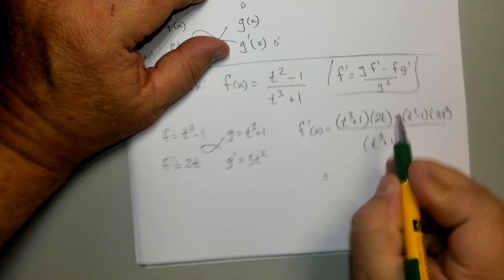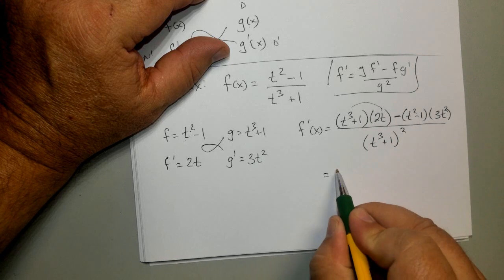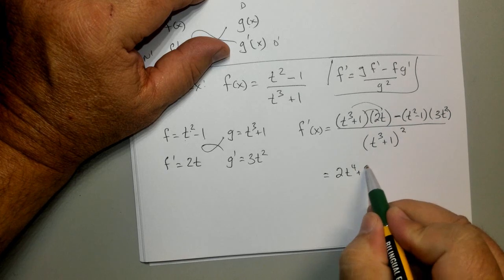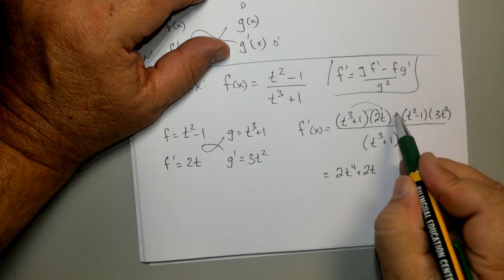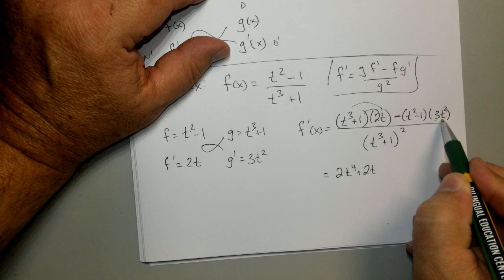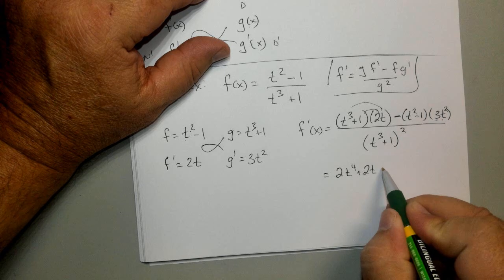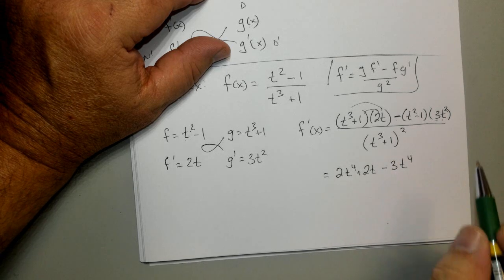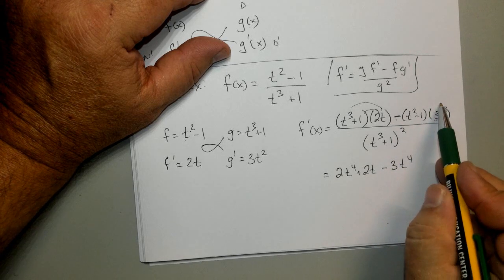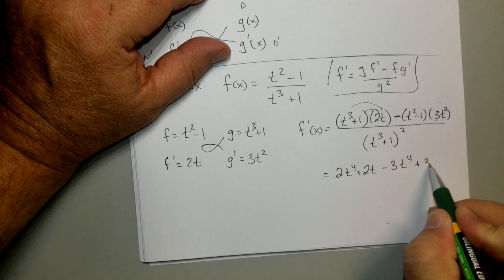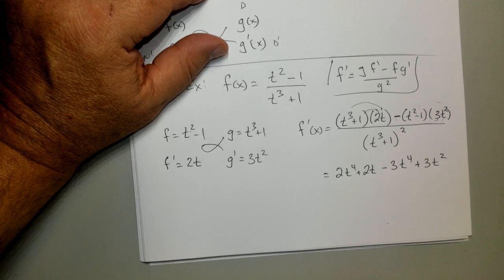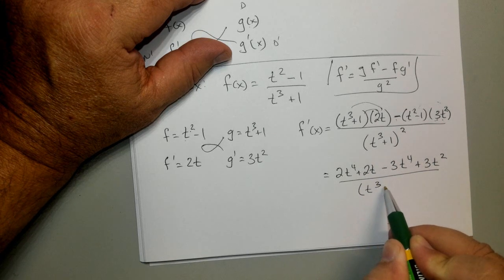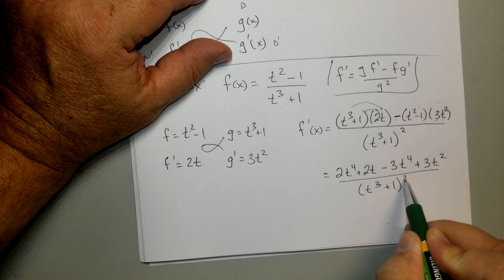Now let's do the algebra part. 2t times that, so it's 2t to the 4th plus 2t. Negative 3t squared times t squared is minus 3t to the fourth. Negative 3t squared times negative 1 is a positive 3t squared. And don't factor out the bottom. Leave it alone. Leave it as a square term.